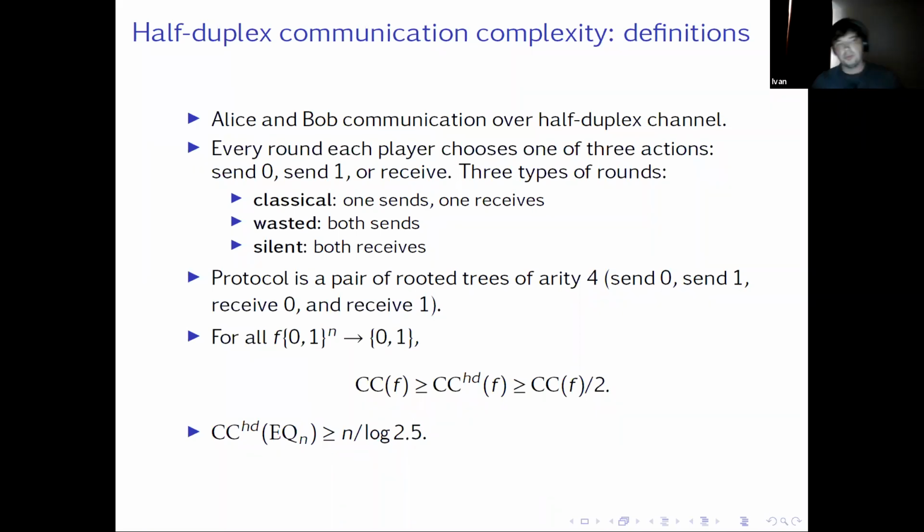What is curious about this is that we actually can prove lower bounds for this model, and the most important one is the lower bound for equality, where we can prove that you need n over log of 2.5. For God knows what reason, I never wanted to see this constant in any particular formula in complexity theory. An open problem is to either prove that half duplex complexity and the actual communication complexity are the same, or provide an example where they differ by 1 bit. So we don't know that. We don't know if those models are actually different.